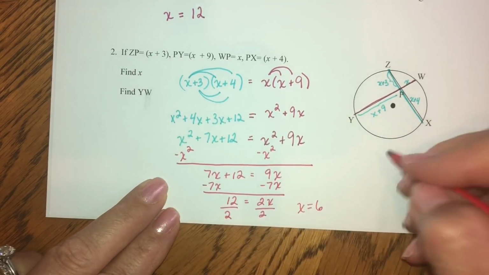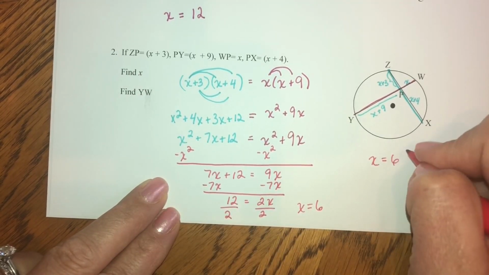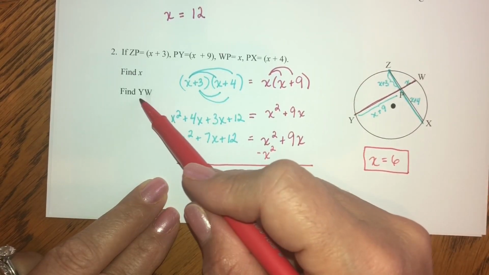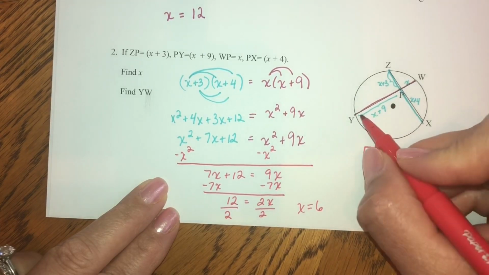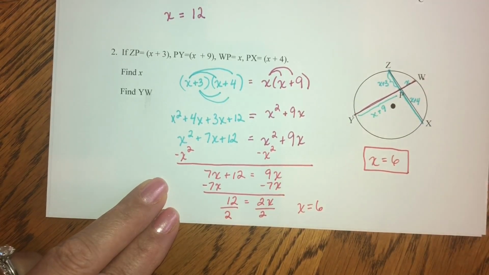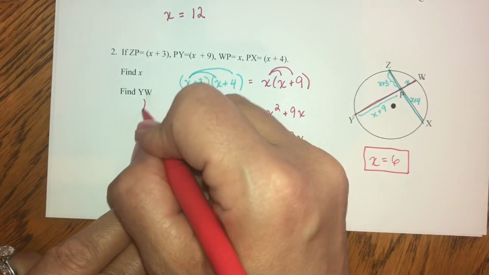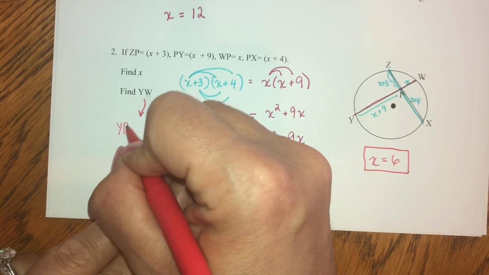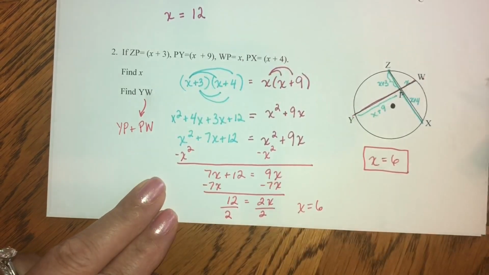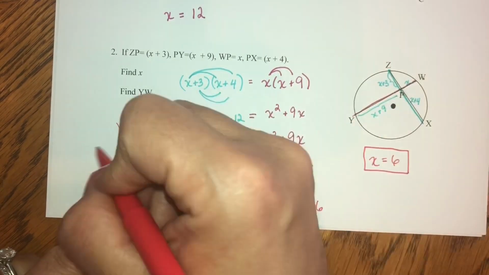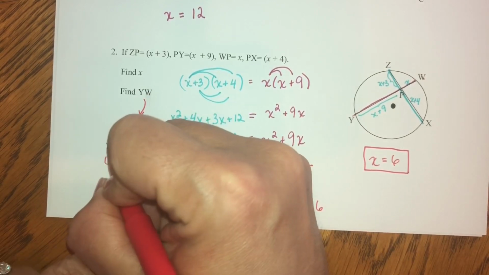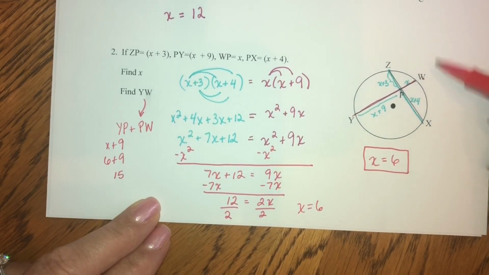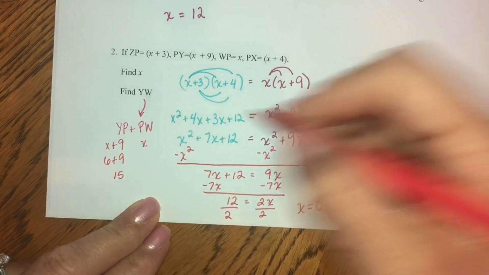So my first question was to find x. X equals 6 is my first answer. The second part of this question asked me to find YW. So if I go back to look at where YW is, please realize that YW is what you get if you add together YP and PW. So now I have to go back and substitute in. YP was x plus 9. So that would be 6 plus 9, which is 15. And then PW was x, so that of course is just 6.